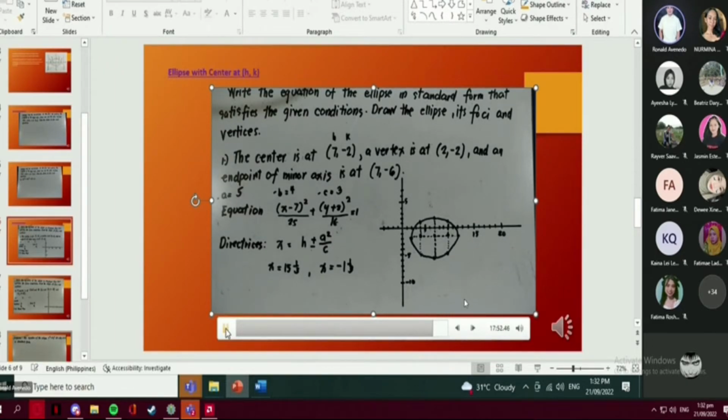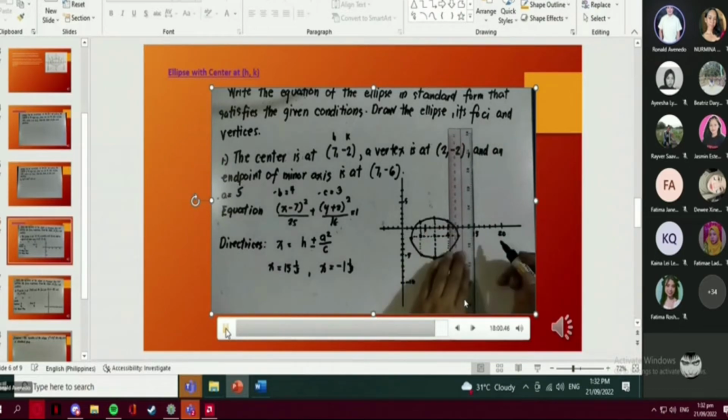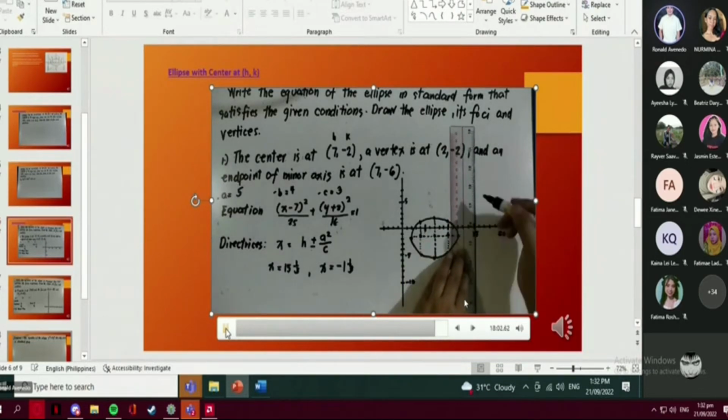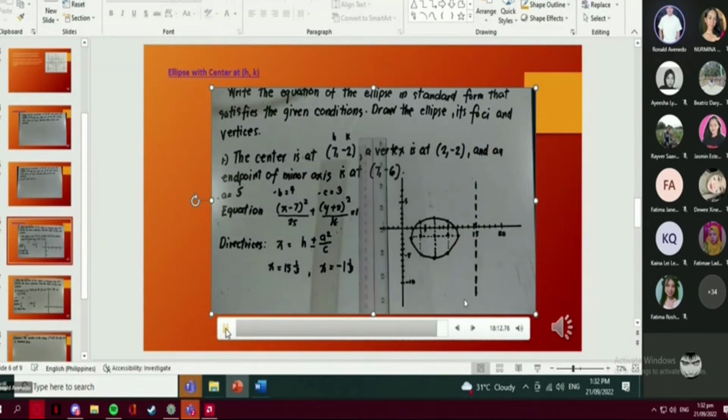Let us plot the directrices. One is x equals 15 and 1/3, or 46 over 3. Then the other one is negative 1 and 1/3, or negative 4 over 3.